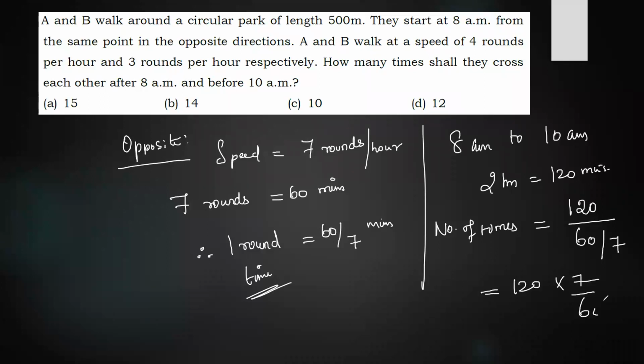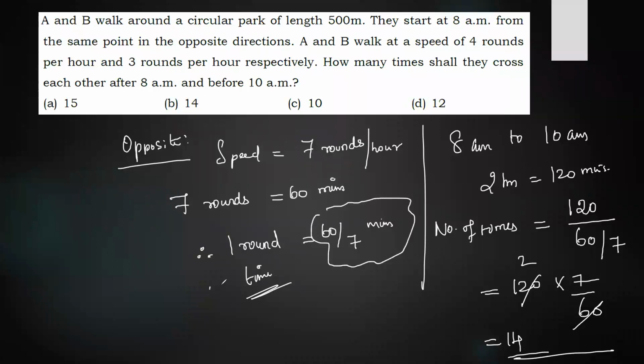Good. Is it clear? The previous question was the same. So for 120 minutes, how many rounds, or how many times will they meet? This is for 1 time they meet. Within one round, they meet in 60 by 7 minutes. Just divide it. So 120 into 7 by 60. If you divide it, you will get 14 times. So 14 times they cross each other. Is it clear? 1 time to cross each other is 60 by 7 minutes. Therefore, for 120 minutes, just divide it, and you will get 14 times.